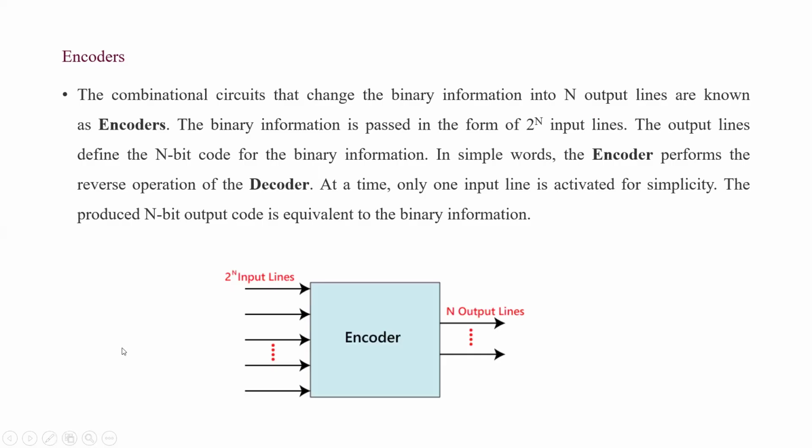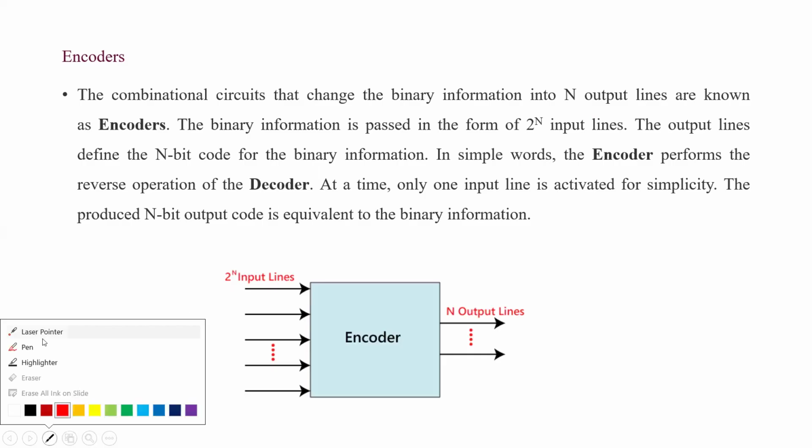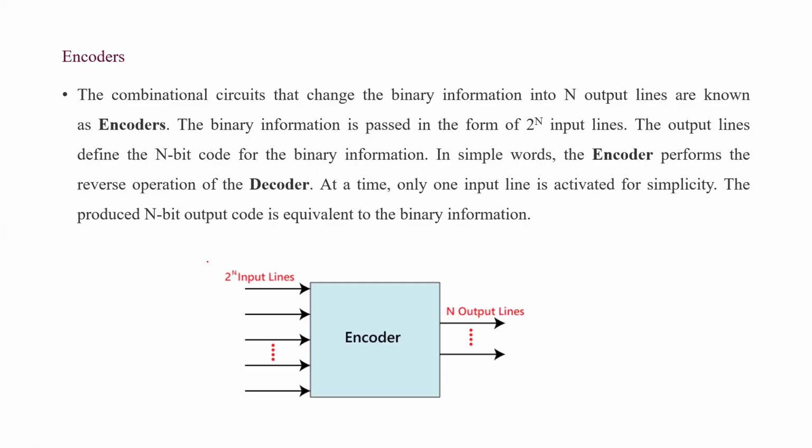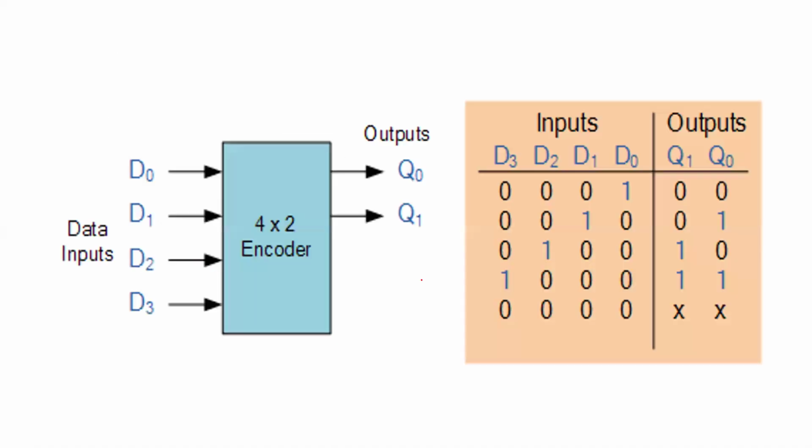For example, 2 power 3 inputs means we will get 3 outputs. This is 2 power 3, and this is 3, so we get 3. Like this, 2 power 2 means we will get 2 outputs here. Now we can see this is the 4 into 2 encoder.